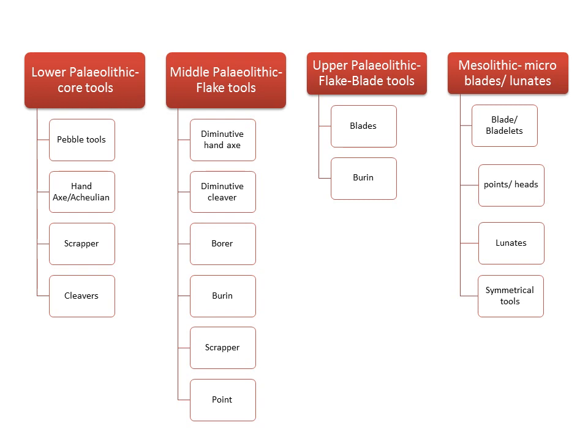Paleolithic culture, which is classified into lower, middle and upper Paleolithic, have their own typotechnology of stone tools tradition. Mesolithic microblades is another extent of the stone tool production. Now, when we say lower Paleolithic tools, the assemblage mainly consists of pebble tools, which are core tools, hand axes, which are Acheulean in character, scrapers and cleavers.